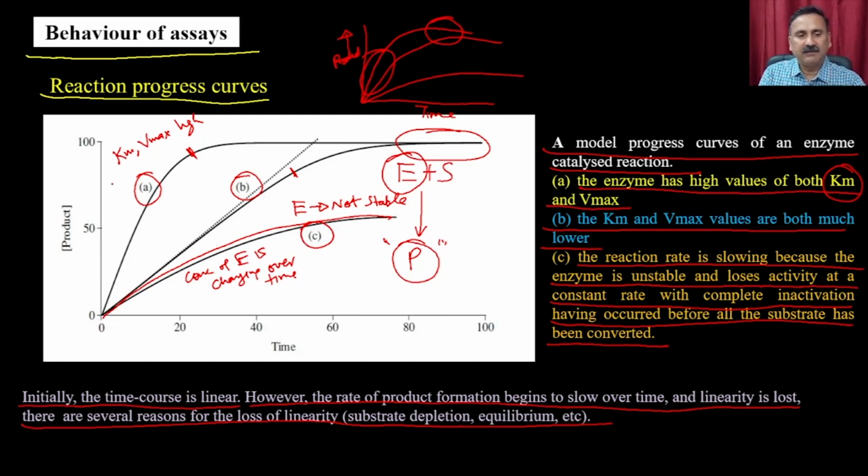So you can actually have the three scenarios A, B, and C. And why is there a loss of linearity? There are multiple reasons why there is a loss of linearity in this particular system, or I would say why the system reaches saturation.